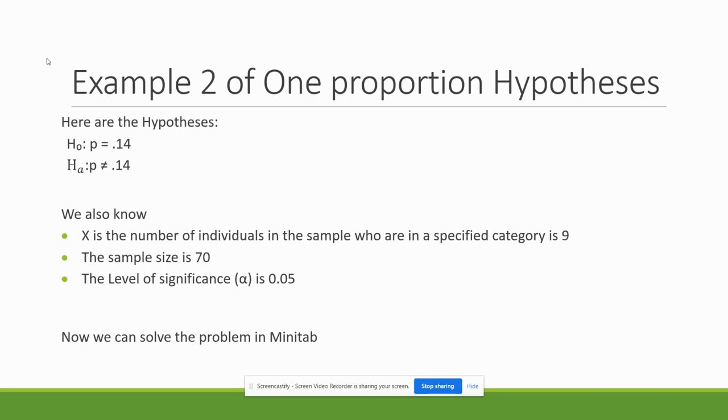Remember, again, I changed that percentage to a decimal. I also know that X is the number of individuals in the sample who are in a specific category, which is who smoke, and that's 9. Sample size is 70. Level of significance is 0.05. All right, so let's do this in Minitab.